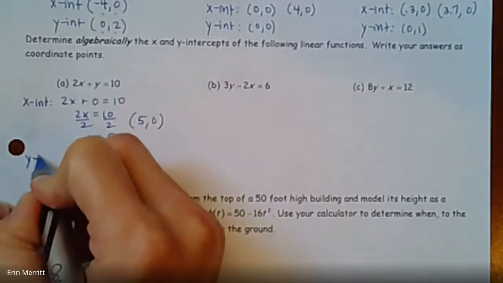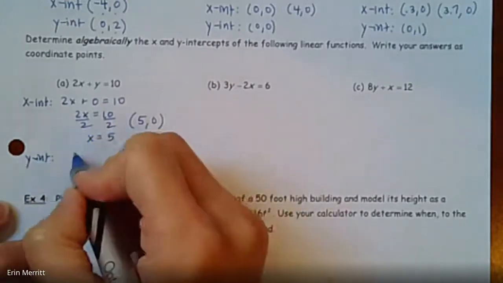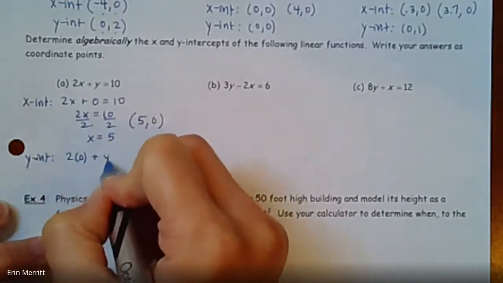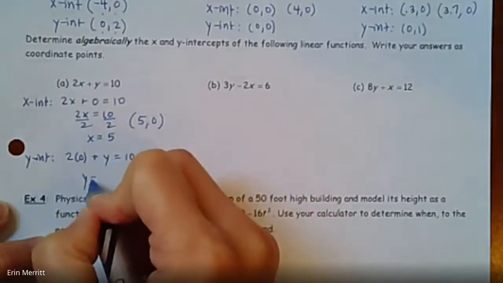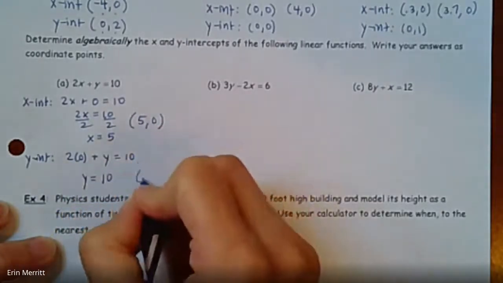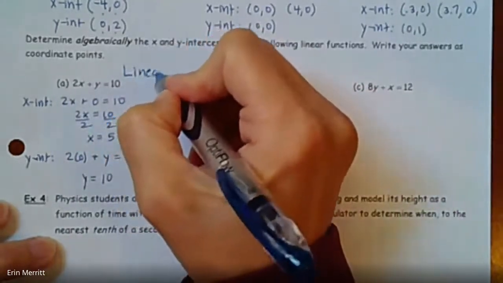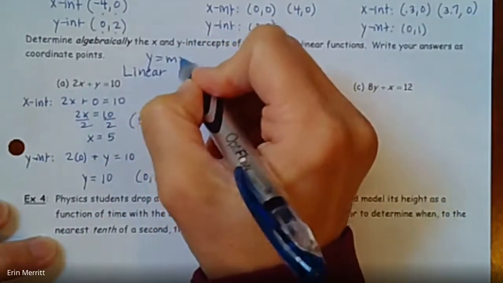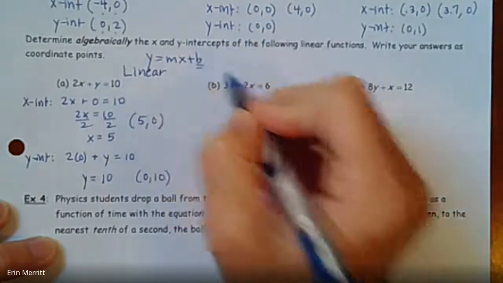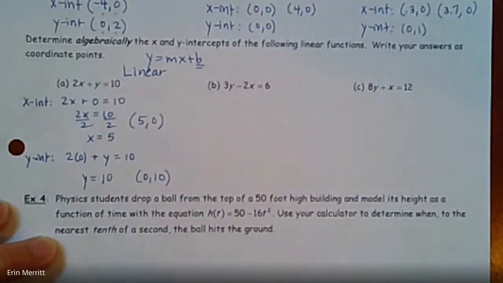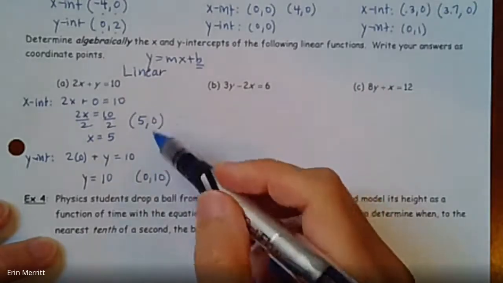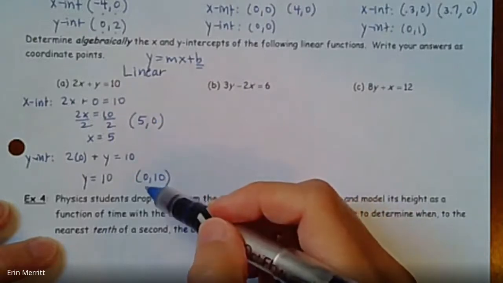For the y-intercept, go the other way around. 2 times 0 plus y equals 10. And right there, bam, there it is. So 0, 10. Now, because it's linear, could you get it into y equals mx plus b form and get that b value all by itself to get the y-intercept? Yes, you can. All right, so I'm not trying to undo anything you knew from before. It's just you don't have to have it in that form and you can still answer it.